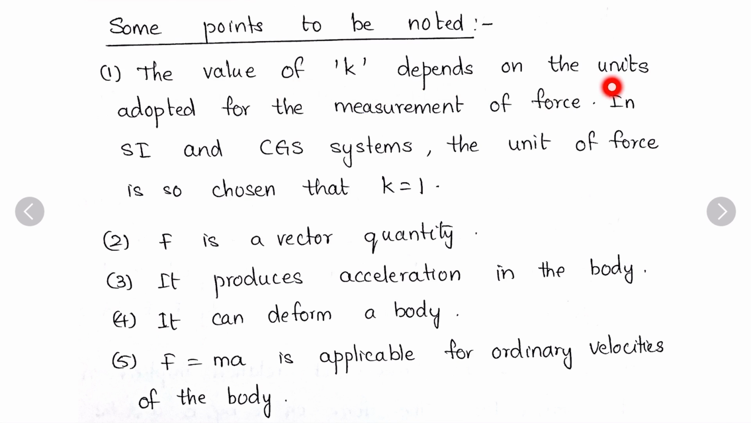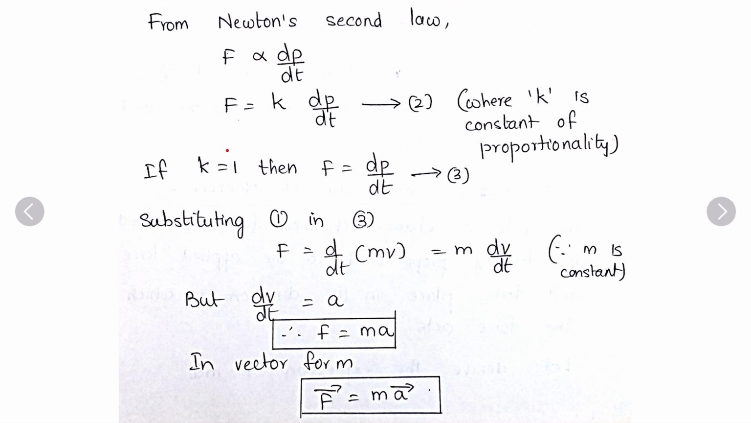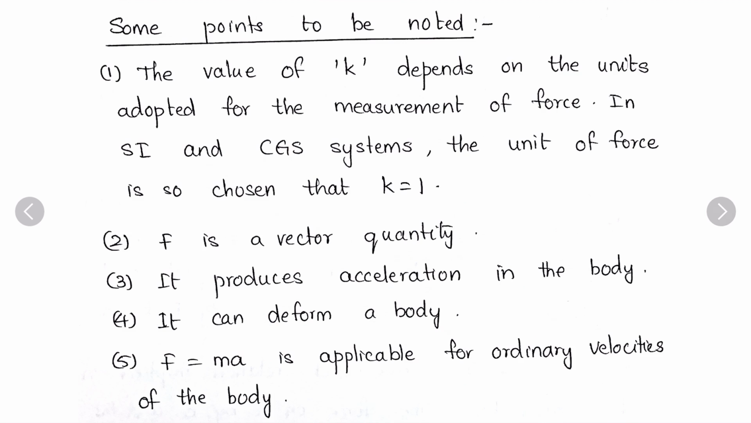The value of k depends on the units adopted for the measurement of force. In SI and CGS systems, the unit of force is chosen such that k is equal to 1. K is equal to 1 only for certain systems. For example, in SI system it is 1. In CGS system also it is 1. Therefore, we have taken k is equal to 1 in this previous derivation. Why have we taken k is equal to 1? Because in SI system and CGS system k is equal to 1.